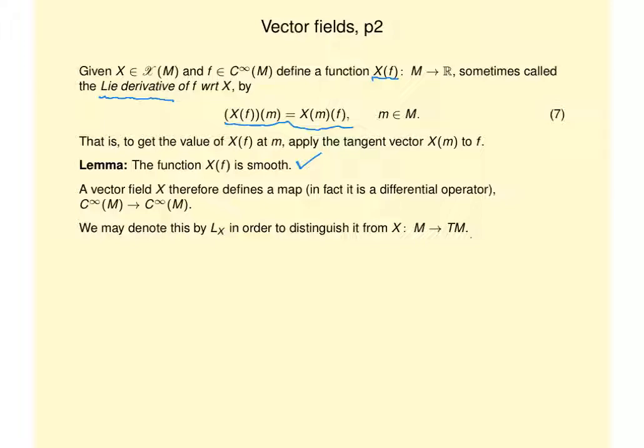But it is useful to have a separate name, because bear in mind what we've got now are two distinct ways of thinking about a vector field. We can think about it as a map from M to TM, a smooth map with that property that it's right inverse to pi, or we can think about it as the Lie derivative. In fact, it's a differential operator on the smooth functions on M. And these two points of view are equally important. And I'll sometimes write L sub X, L for Lie, in order to signal that I'm talking about the operator, not the map from M to TM.